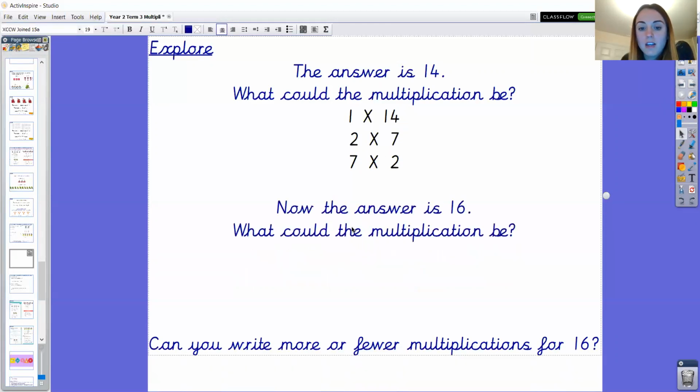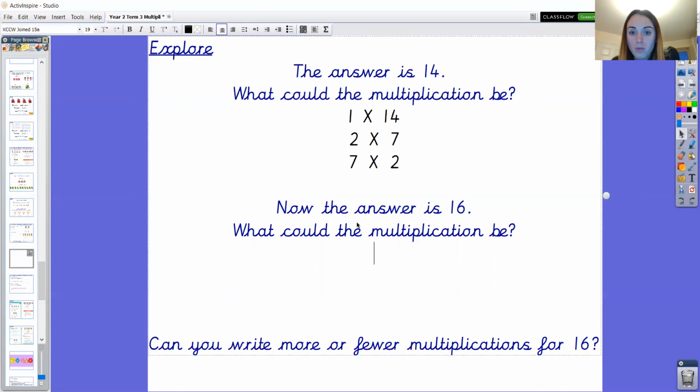Fantastic. Okay. So moving on, it says, now the answer is 16. So our total has changed. What could the multiplication be? Please pause the video here and have a conversation around the multiplications you can think of for the number 16. Well done, Year 2. Okay, let's have a look together.